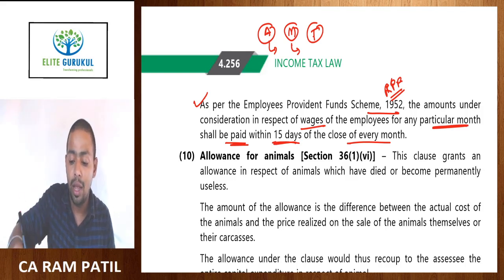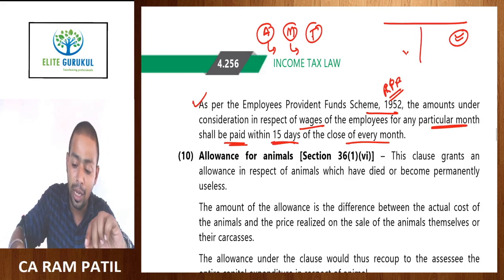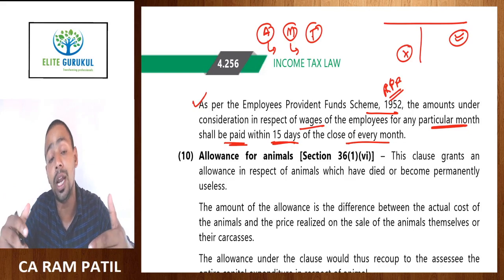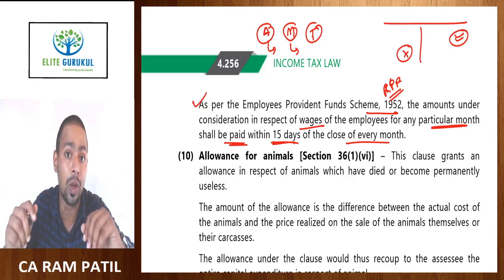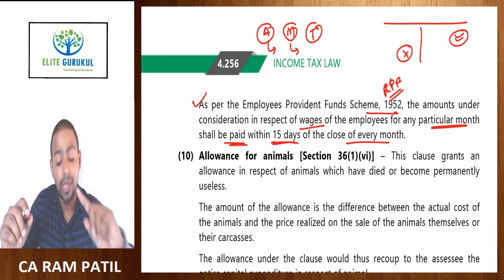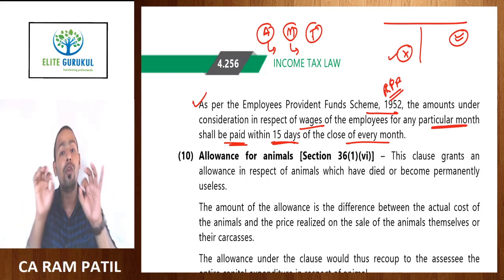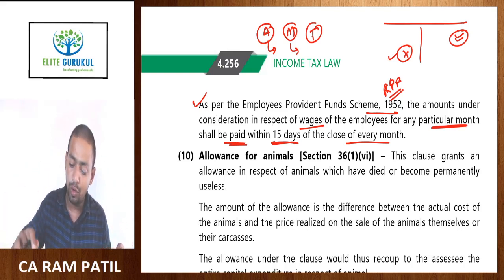Therefore, you can understand, the employer has already credited it as income, but he won't get deduction under section 36(1) because he has deposited the amount after the 15th. Even if you deposit the amount after the 15th of the respective month, still we will not give deduction. Here the deduction is very precise. The government says you must deposit before the 15th of the following month to claim the deduction. Okay, so this is how you need to understand all these provisions.